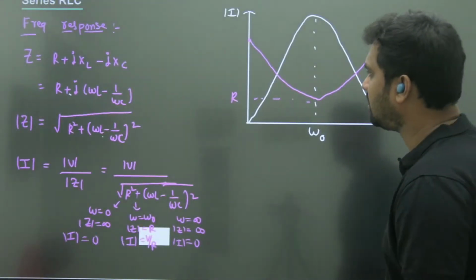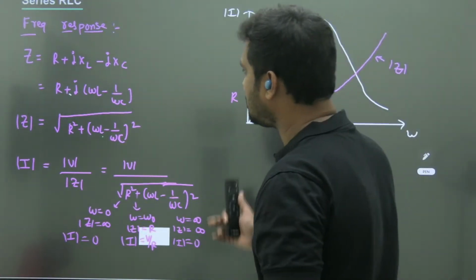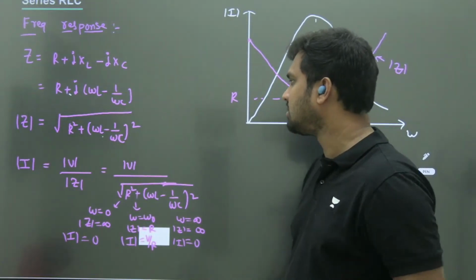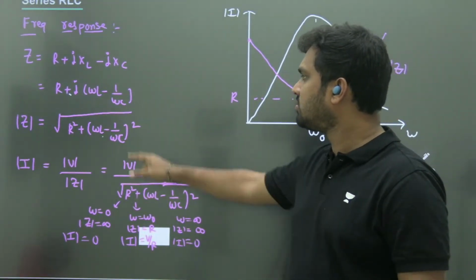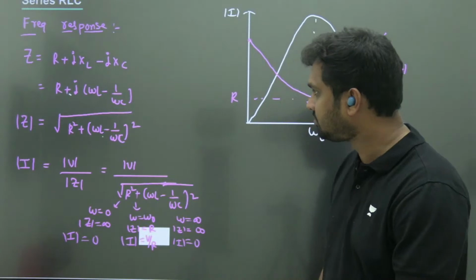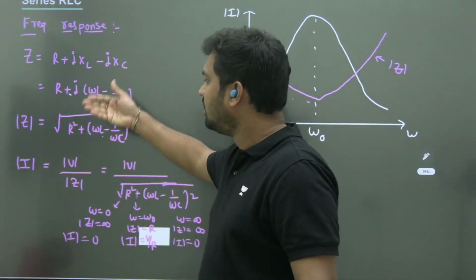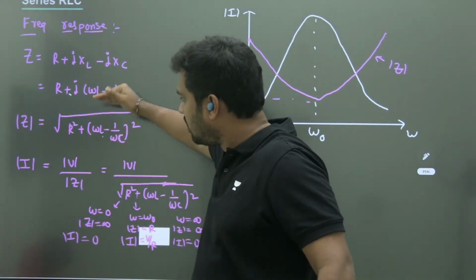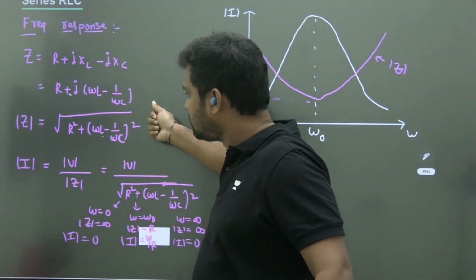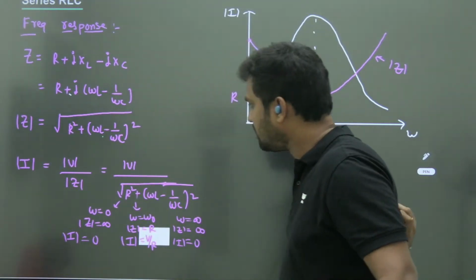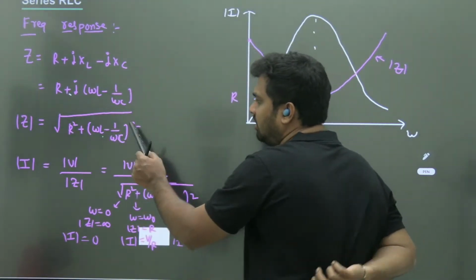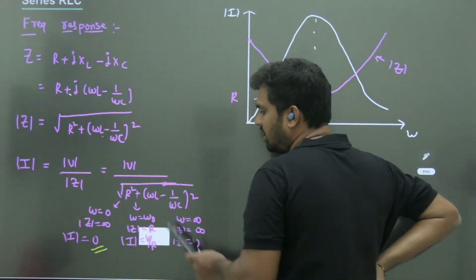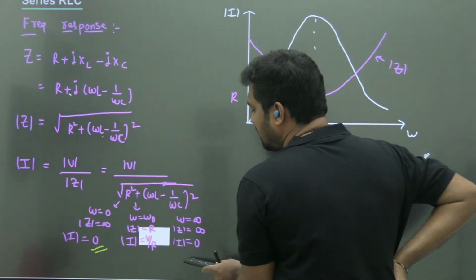So if you take the frequency response of the network in the series RLC circuit, Z equal to R plus j XL minus XC, that is root of R square plus omega L minus 1 by omega C whole square. So current I equal to V by this one. When omega is 0, 1 by 0 is infinity. So Z will be infinity, and 1 by infinity, current will become 0. The same way, when omega equal to infinity, this part is infinite and current will be 0.